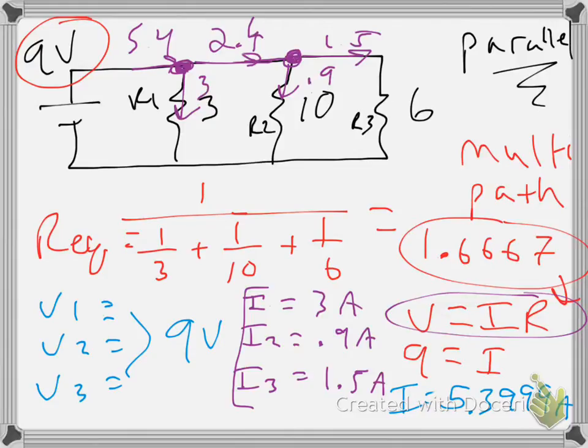That's Kirchhoff's first rule, and voltage is the same across each one. So sorry for that last confusion on that one. If you have any questions, please let me know.